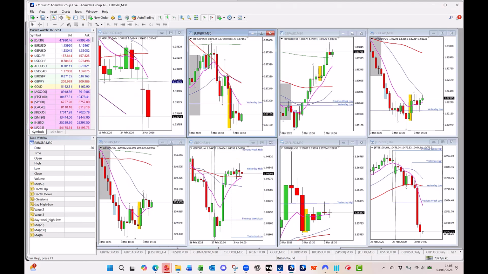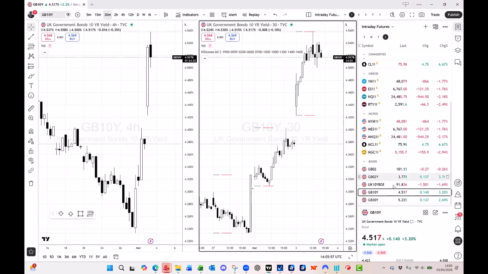As I said, have I got it on this one? Yeah, let's have a look. Yeah, so here we go. So just to finish off, I don't normally go into gilts and stuff. It's not something I really trade per se much, but it's interesting to look at. This is GB 10 years, so this is the yield on 10-year UK debt. This is a 4-hour chart. This one's a 4-hour chart. This one's a 30-minute chart.